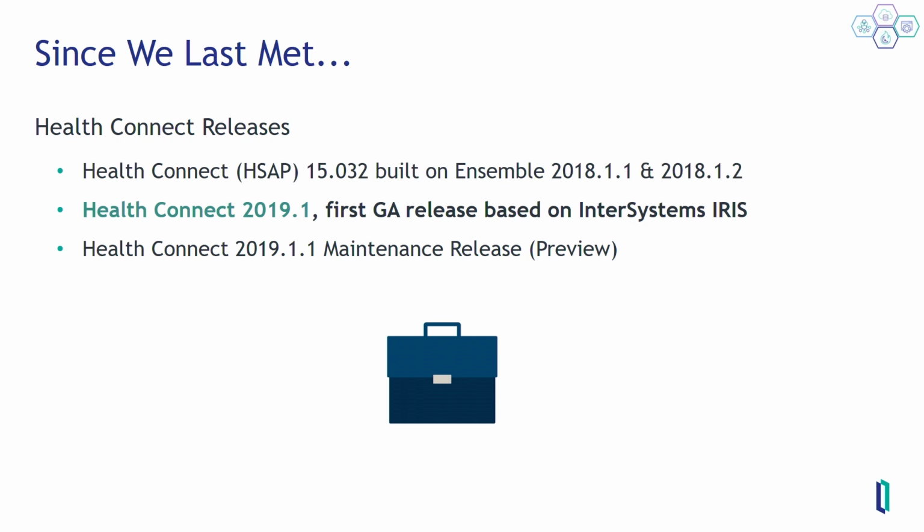So before delving into key features that are new in 2019, let me just quickly describe the different releases that we have seen in the past year. Notably, we had Health Connect 2019.1 released back in April this year, and it is the first GA release of Health Connect that's based on InterSystems Iris data platform. It's highly significant. And recently, we had a preview release of Health Connect 2019.1.1, which is a maintenance release.